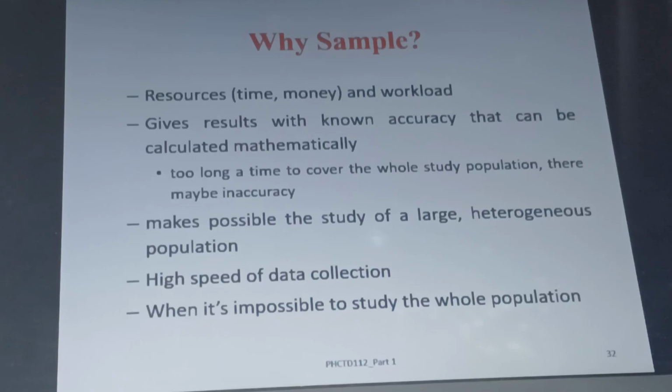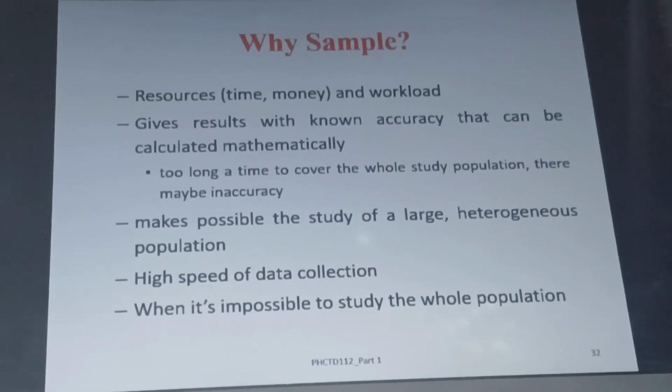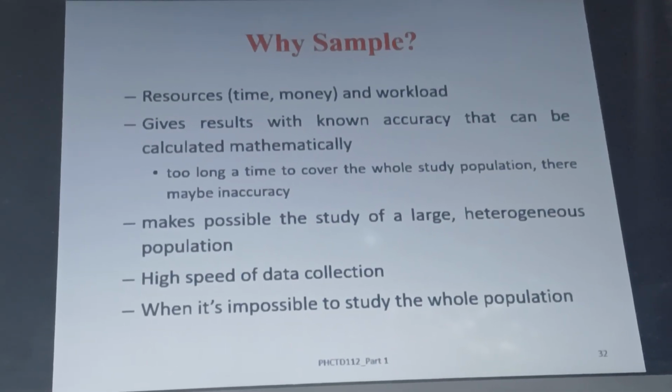In the course of saying you want to study the whole population, there might be inaccuracy. Fatigue will set in from those that are helping you with the data collection, maybe research assistants. Even you yourself, you might be tired, and at the end of the day you have inaccuracy and incompleteness. Sampling allows the study of a large heterogeneous population. Then it ensures high speed of data collection.